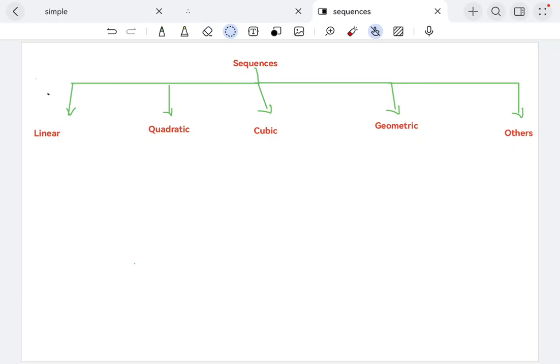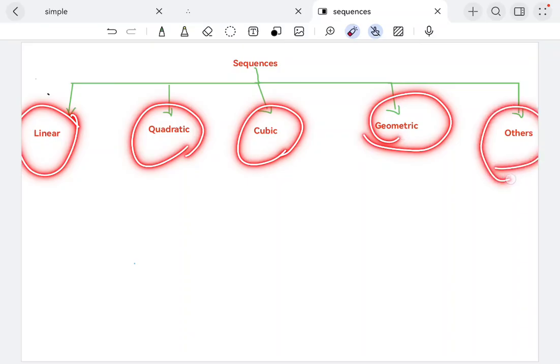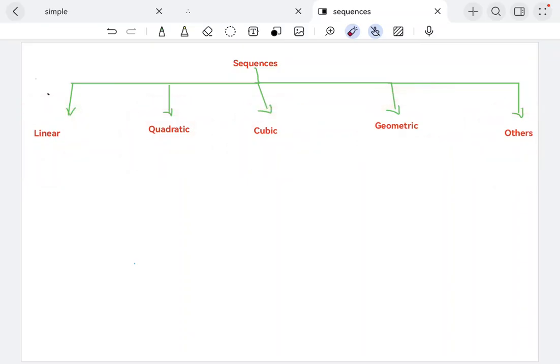Today I'm going to explain sequences. Actually, we have many types of sequences. We have linear sequence, quadratic, cubic sequence, geometric sequence, and other sequences. We have many types of sequences, but these are the main ones. What I'm going to do first, I'm going to explain the difference between each of them. How I would know if this sequence is linear or quadratic or cubic or geometric. That's the first part.